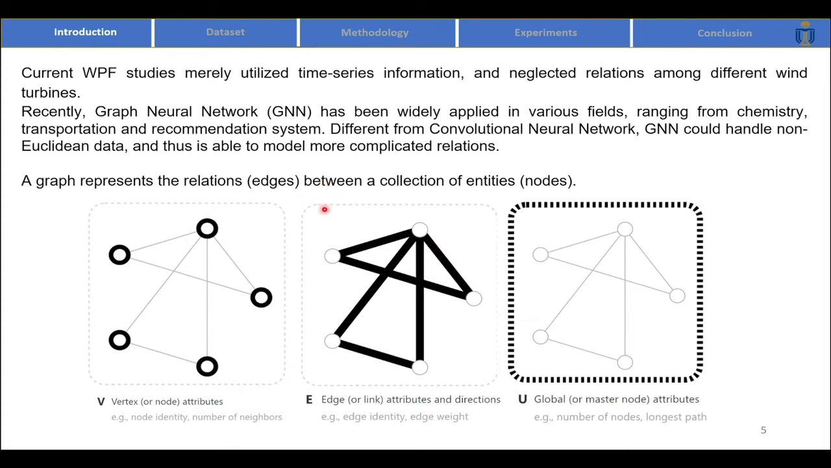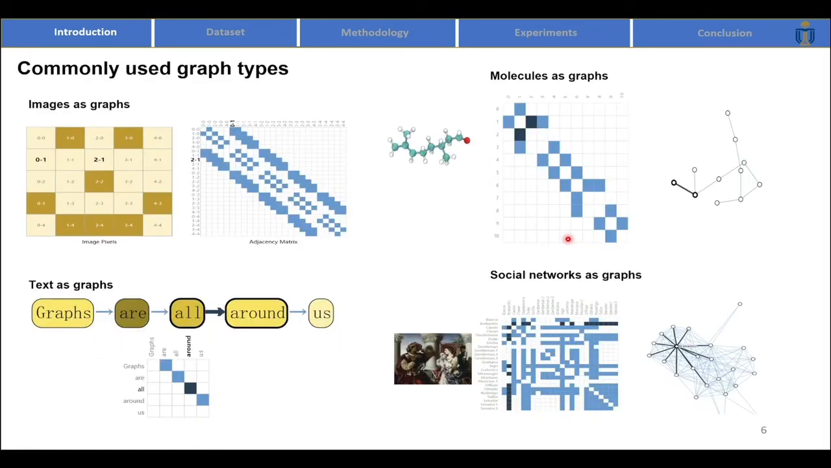Graph data should contain three types of information, as shown in the three figures. The first one is the vertex or node attributes, the second one is the edge attributes and directions, and the third one is the global attributes. Many kinds of data can be represented as graphs, as shown in these four figures: images, text, molecules, and social networks, and many other data can also be represented as graphs.